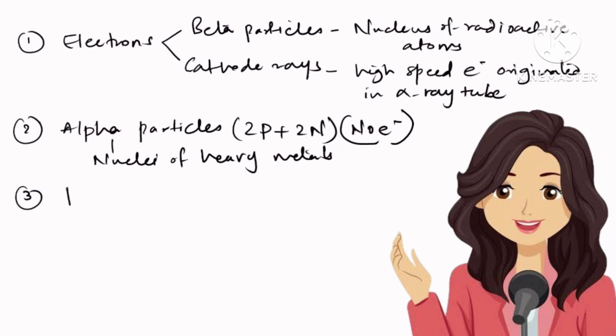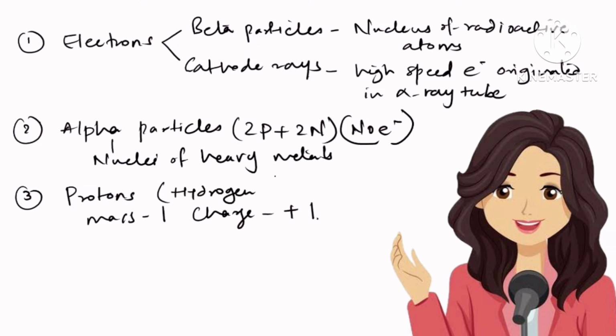The third one we have is the protons. Okay. Protons, we all know. Protons have mass of 1, charge of +1. All right. And we can consider hydrogen nuclei as a proton. Okay. So it has got mass of 1 and charge of +1.